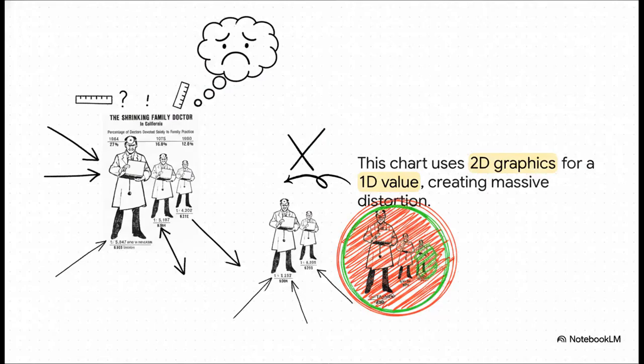Okay, this is a fantastic example of a high lie factor. This chart shows the percentage of doctors in family practice going down over time. Now, that percentage, that's a one-dimensional number. But what did the chart do? It used two-dimensional pictures of doctors to show it. So as the height of the doctor shrinks, the width shrinks too, which means the total area of that little doctor picture shrinks way, way faster than the data. It completely exaggerates the decline.